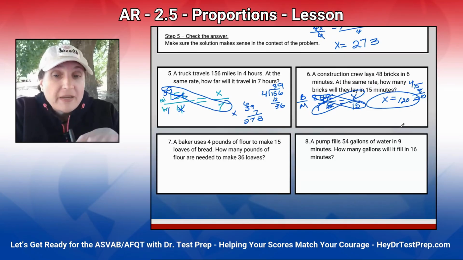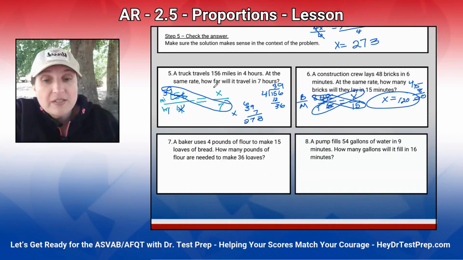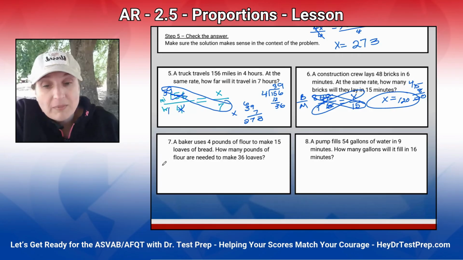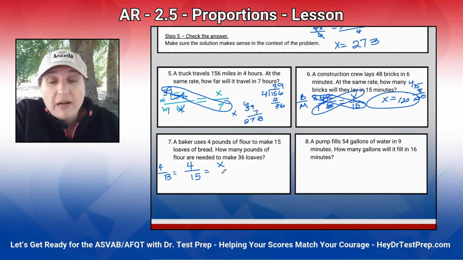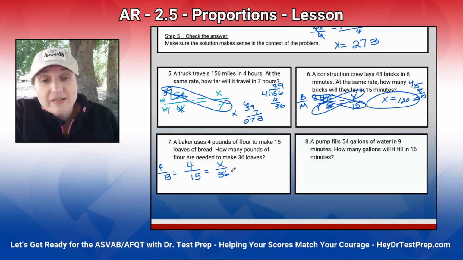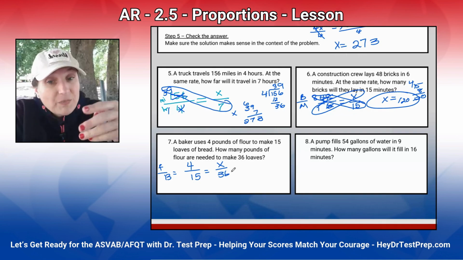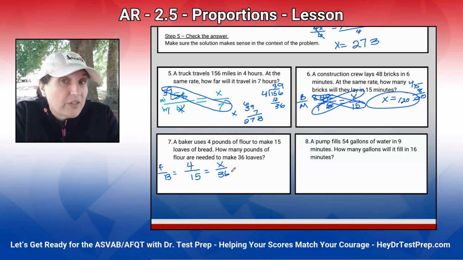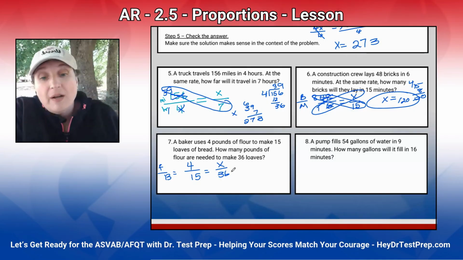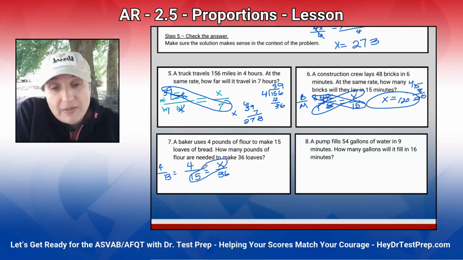All right, a baker uses 4 pounds of flour to make 15 loaves of bread. That's probably not realistic, but whatever. So we've got flour over bread. So we've got 4 pounds of flour to make 15 loaves of bread. How many pounds of flour are needed to make 36? Now that's why in the other video, or the other part, I didn't always have us multiply across, because there's no simple number that we can multiply 15 by to get 36. So like before, we could multiply by 2 to go across. We can't do that here. That's why cross multiplying matters.